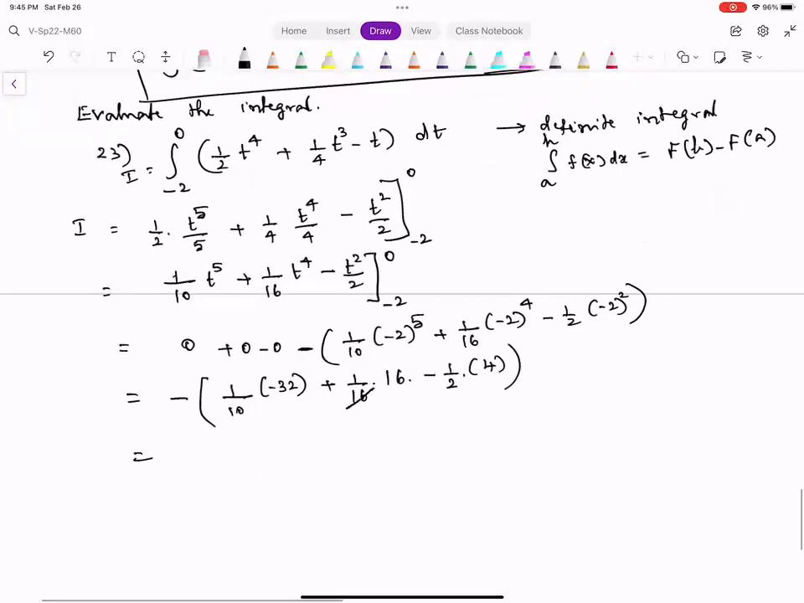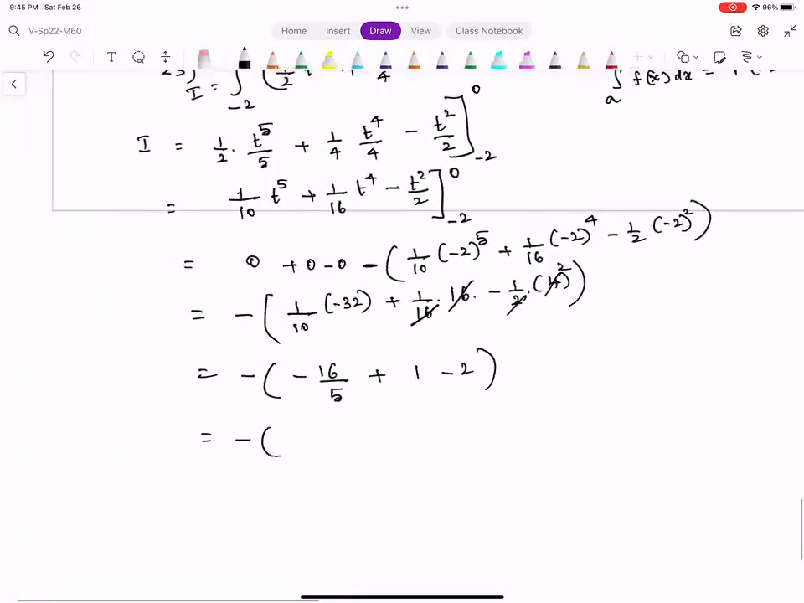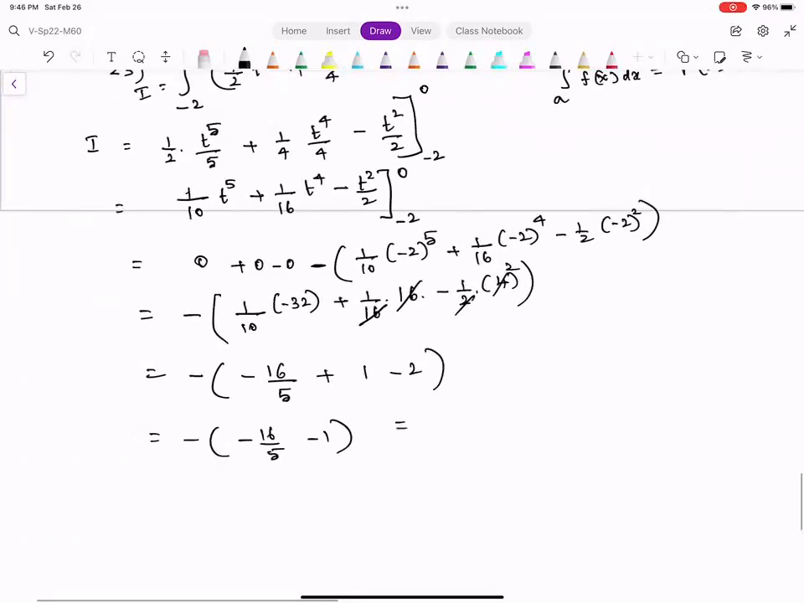So if I simplify this, I get negative, I can further simplify this, negative 16 over 5 plus 1 minus 2. That's negative 16 over 5 minus 1. So you have a negative outside, and every term has a negative inside. So that becomes positive. If you simplify, it will become 21 over 5.